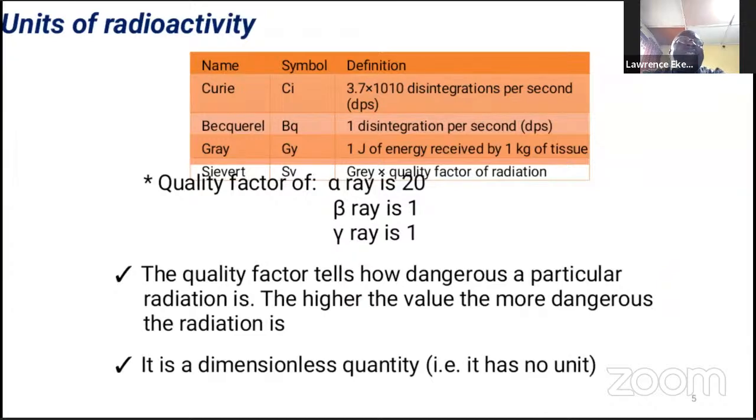Okay, so we've talked about what is important, that is known as the quality factor. The quality factor is an expression of how dangerous a radiation is, how dangerous the particles or rays that are given out from radiation are. The higher the value of the quality factor, the more dangerous the radiation. For example, if alpha ray is 20, beta ray is 1, and gamma ray is 1, what this means is that the alpha rays here, as an example, are more dangerous. So it depends on the value of the quality factor at a particular point in time.